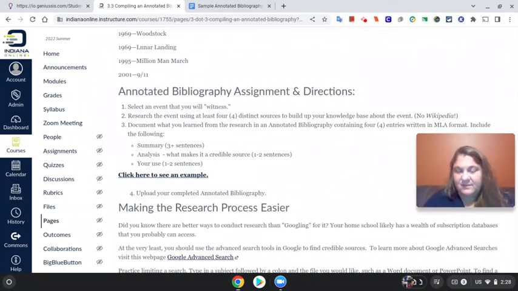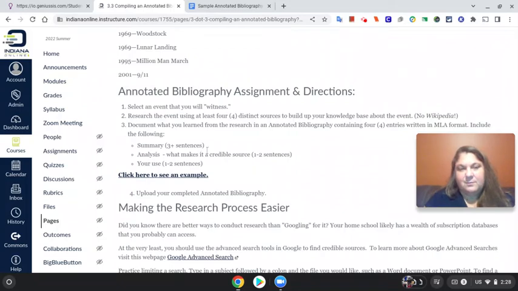I'm going to include a video in the announcements with this video that will walk you through how to cite your sources using Purdue OWL. Okay, so I'm not going to talk about that right now. All right. But you're going to include the source citation.